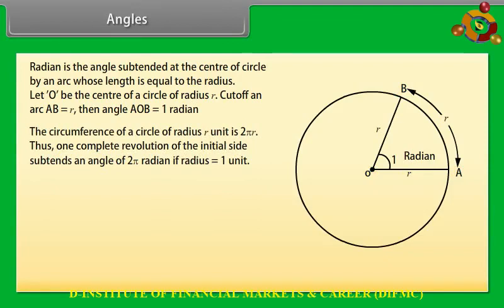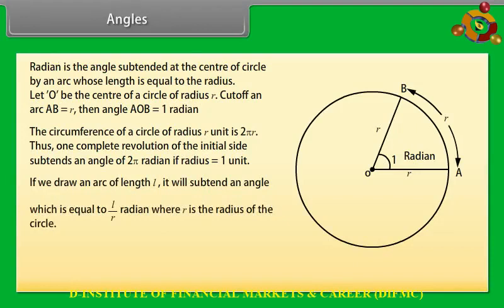Thus, one complete revolution of the initial side subtends an angle of 2 pi radian if radius is equal to 1 unit. If we draw an arc of length L, it will subtend an angle equal to L by r radian, where r is the radius of the circle. And we can write it as L is equal to r theta.